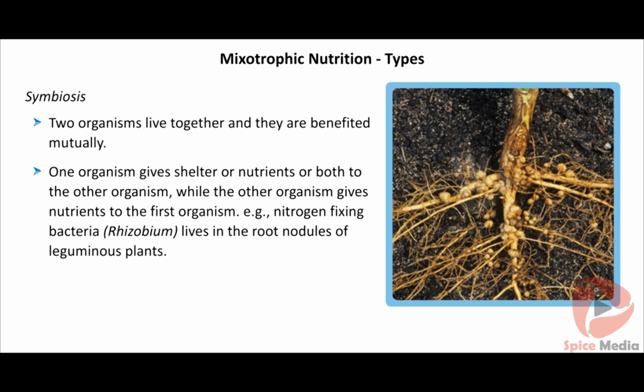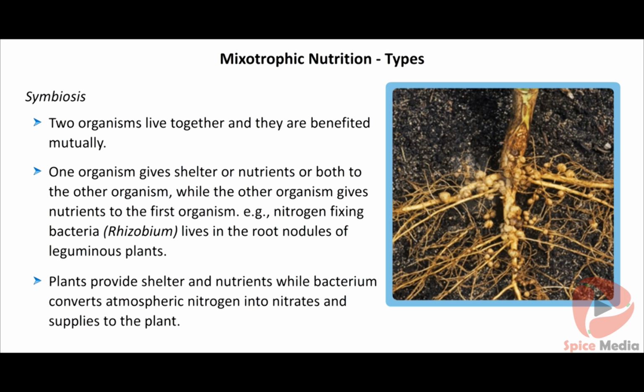For example, nitrogen-fixing bacteria called rhizobium live in the root nodules of leguminous plants. Plants provide shelter and nutrients, while bacterium converts atmospheric nitrogen into nitrates and supplies them to the plant. Other examples are lichen, hermit crab, and sea anemone association.